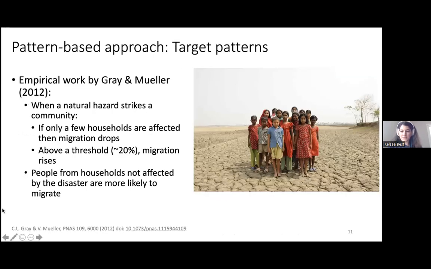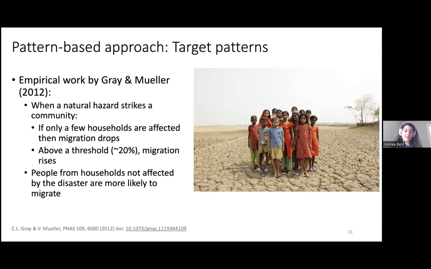So for my agent-based model, I used what's called a pattern-based approach. I identified two key patterns from the literature from Gray and Muller that I wanted to see if my model could reproduce qualitatively. These two patterns are, first, at a community level, Gray and Muller found that when a natural hazard such as a drought impacts a community, there's this nonlinear response in terms of outmigration. Initially, if only a few households are impacted, there's a decline in overall rates of migration. And then above a threshold of about 20% of the community being impacted, there's an increase in migration again.